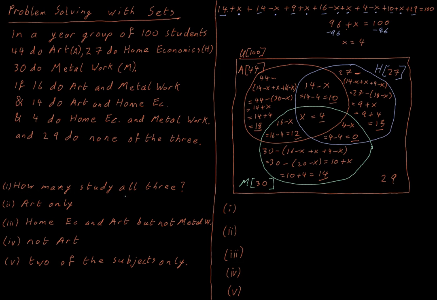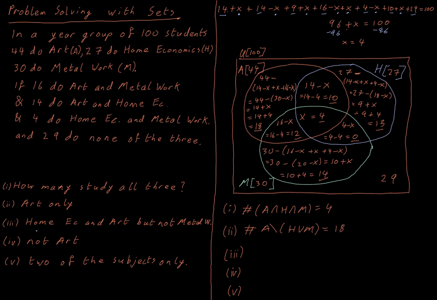How many study all three? Well, that's what we were just finding. So that's 4. And we can say, let's write this in set notation. So studying all three would be the intersection of all three sets is 4. Study art only. So how are we going to write that? Well, that would be art, but not anything in home economics or metalwork. So that is just going to be 18.